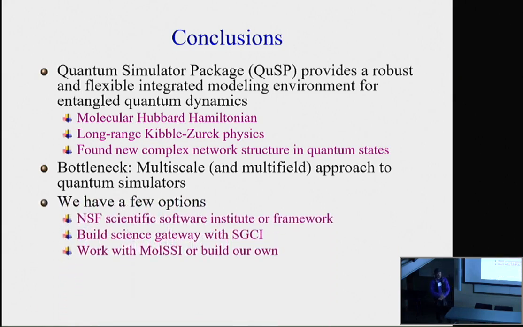So this group, in my mind, has a few options. It's possible to go to NSF and apply for one of these SSIs or frameworks, whatever you want to call them now. You can build a science gateway with the Science Gateways Community Institute. You don't have to have an NSF grant for them to work with you; they're happy to just work with you. And then you can work with MolSSI, or you can try to build your own copy of something like that. You have to decide what's more cost-effective and time-effective. There's a big staff that runs that.